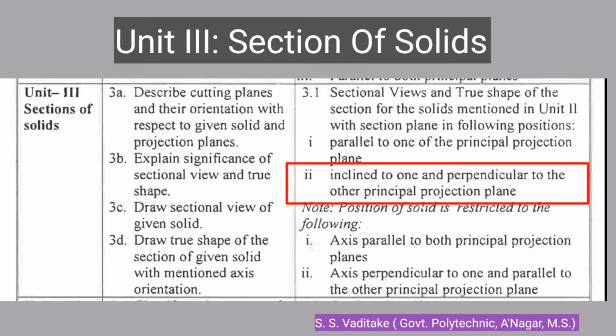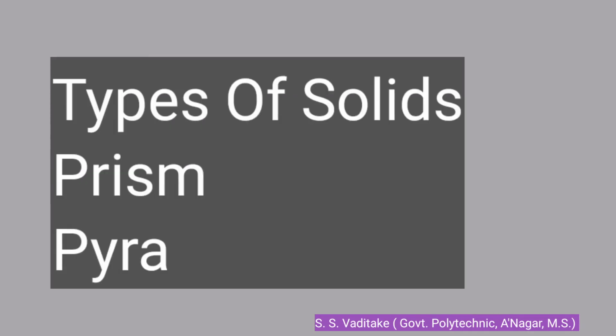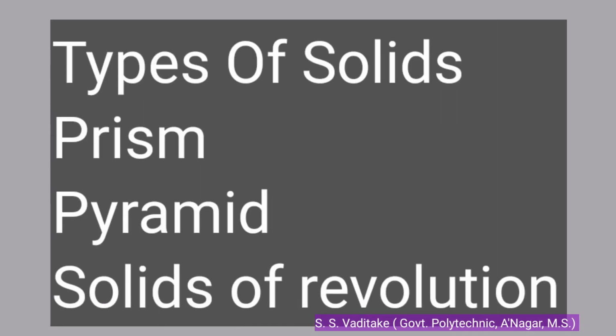While studying this Unit 3, we have to consider principal planes, mostly a plane which is inclined to one and perpendicular to the other principal projection plane. While considering the orientation of solids, the axis should be perpendicular to one and parallel to another plane. In the previous unit, that is projection of solids, we studied the different types of solids such as prism, pyramid and solids of revolution.